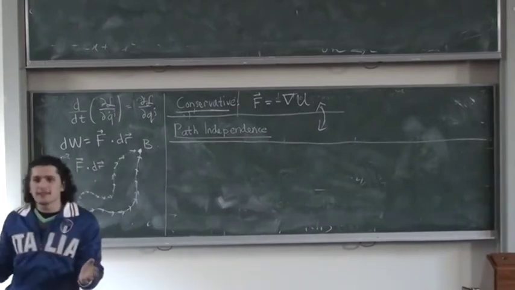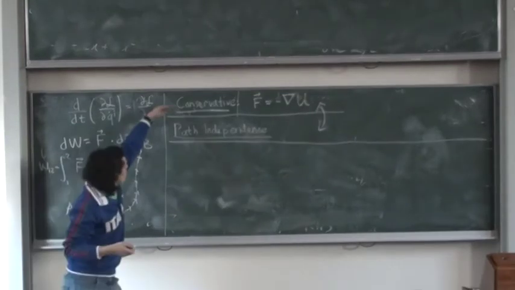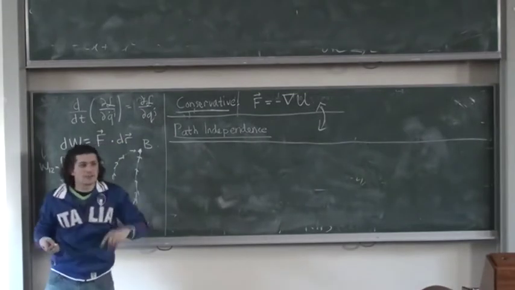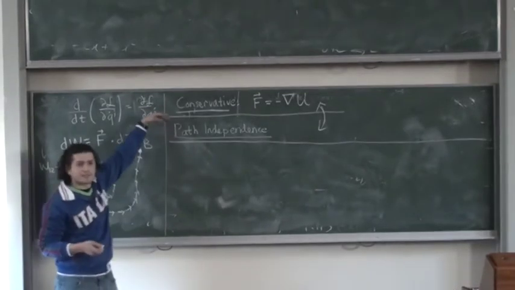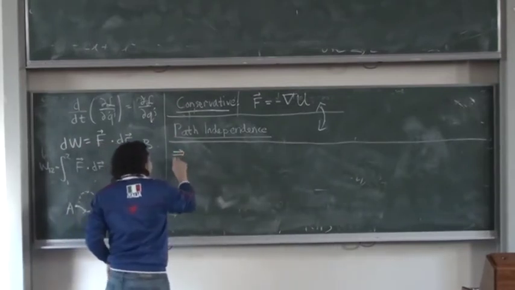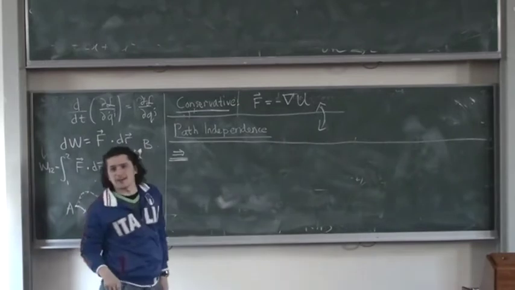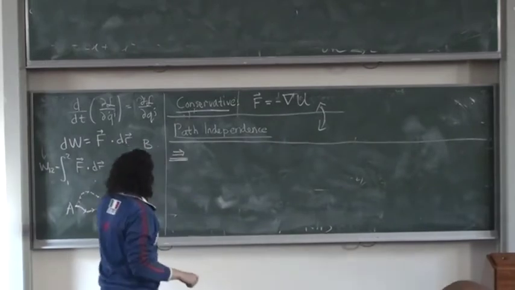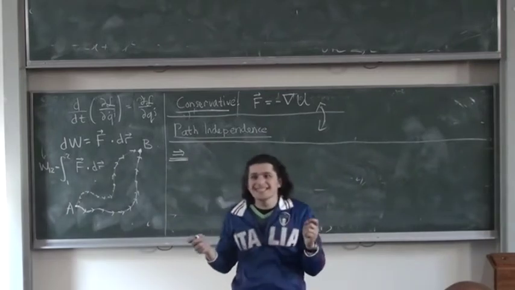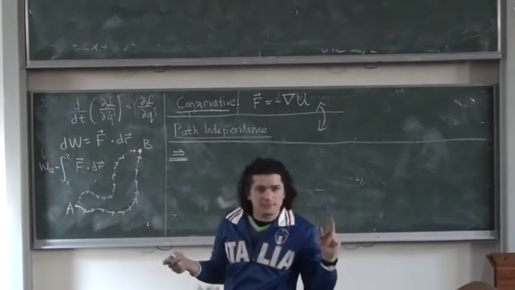To prove equivalence, you have to prove that if you assume this one, it means this. You also have to prove that if you assume this, it means this. So we'll start by going in the forwards direction. We'll start by proving that if I can write the force as the gradient of some potential function, then indeed that force is path independent.